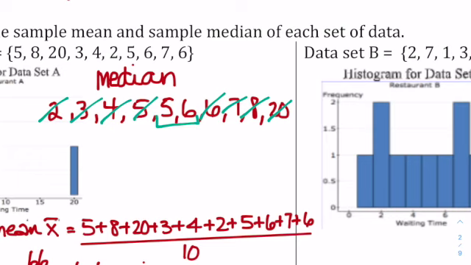So that's going to be 5 plus 6 divided by 2. So the median is 5.5 minutes.